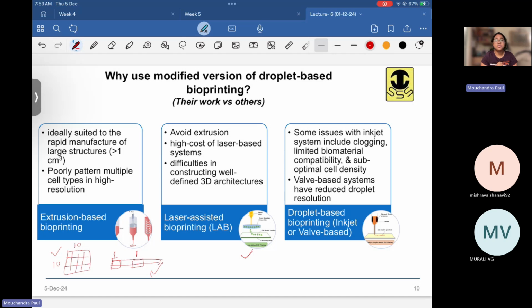So these are the points that compare their technique with the existing ones. Okay, now we will see why they mentioned these points in the paper, and how their technique is able to address these points.